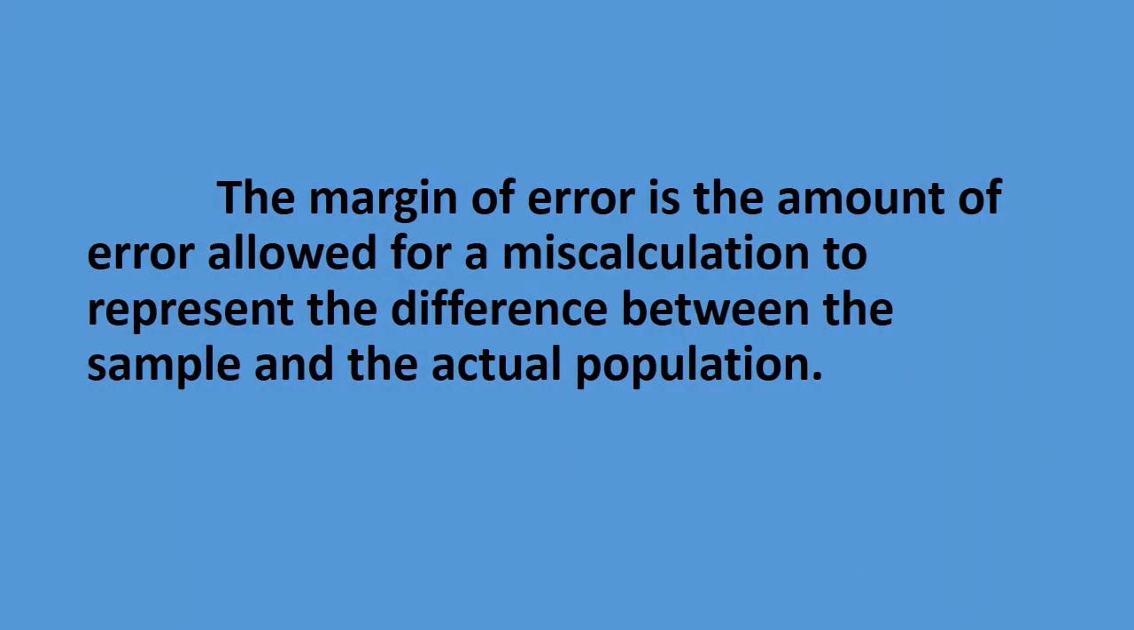The margin of error is the amount of error allowed. Sometimes we may miscalculate the sample, which may also cause sampling error, representing the difference between the sample and the actual population. The most frequent cause of this error is a biased sample procedure. So every researcher must seek to establish a sample that is free from bias and representative of the entire population, and in such cases the researcher is able to minimize or eliminate the sampling error.